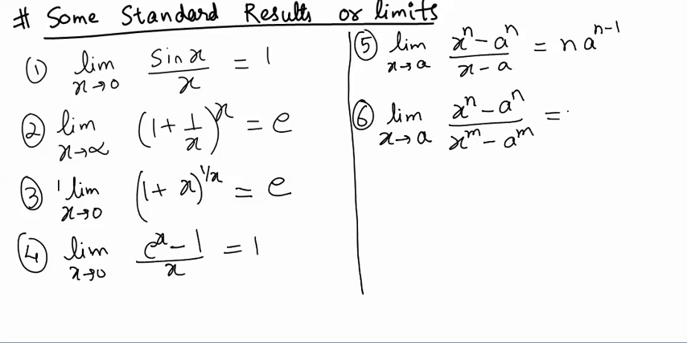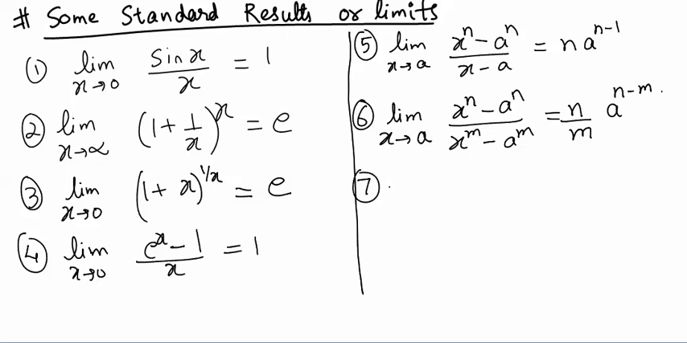This is basically the corollary of it. It is basically nothing but n by m a raised to n minus m, right? Then you can have many of this kind. For example, if I find a corollary from the second, right?